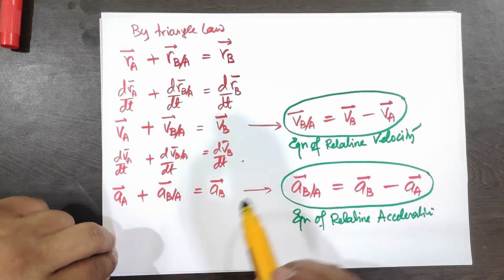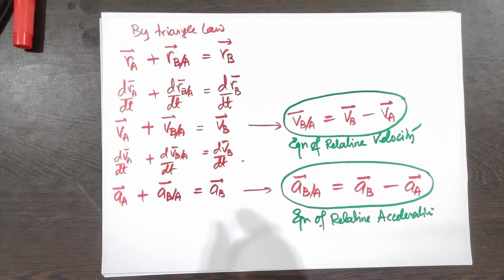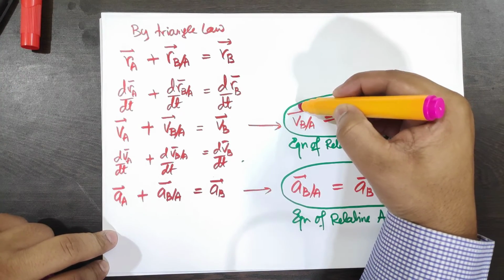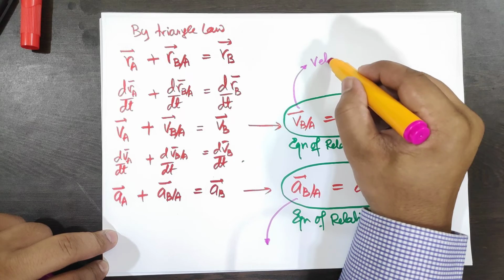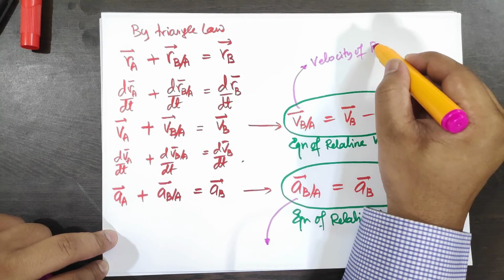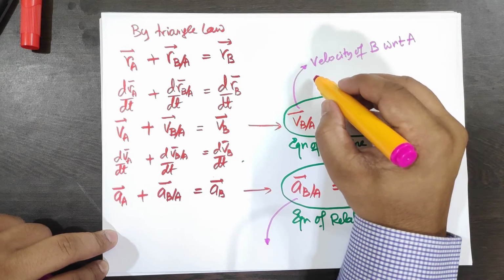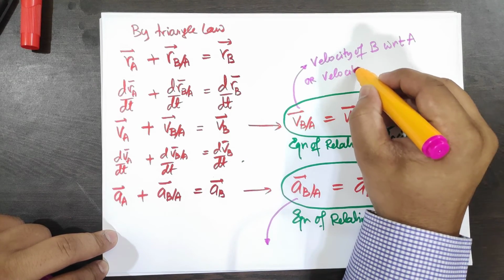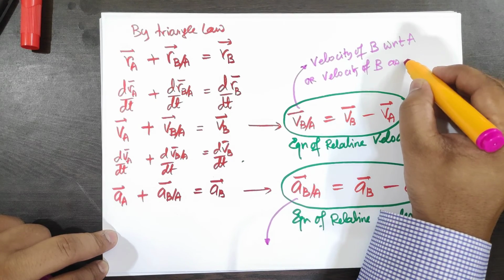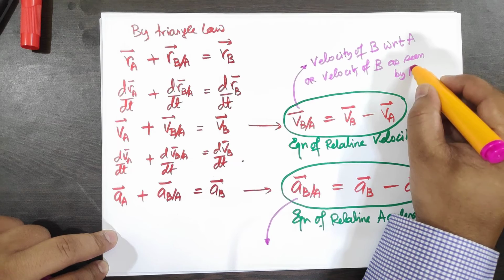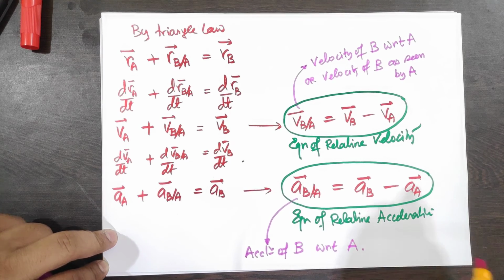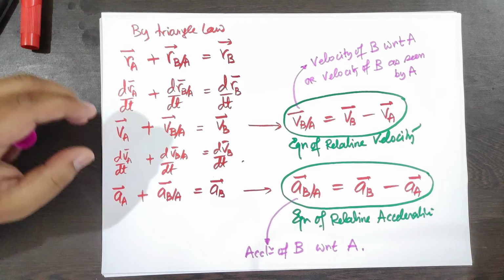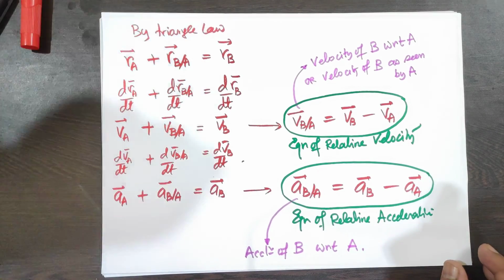Now what is VB with respect to A? This is the velocity of B with respect to A, or the velocity of B as seen by A. Now this is also the acceleration of B with respect to A. So this is a very powerful tool for solving problems, the method of relative velocity.